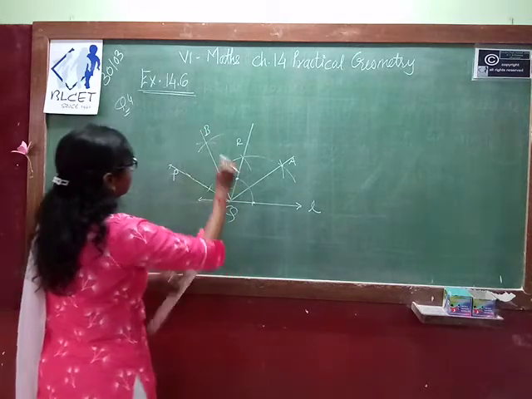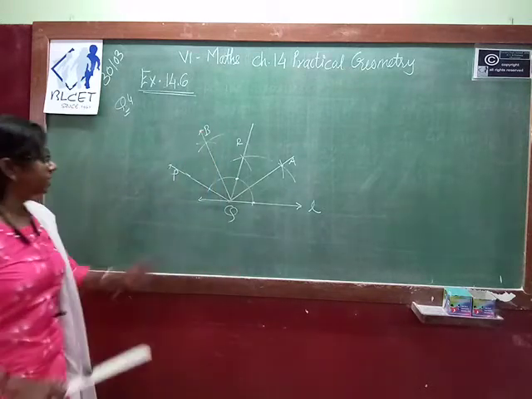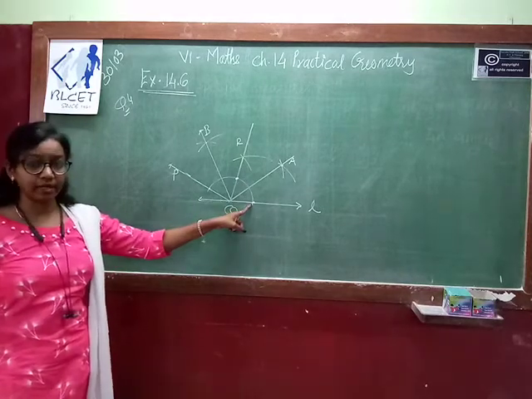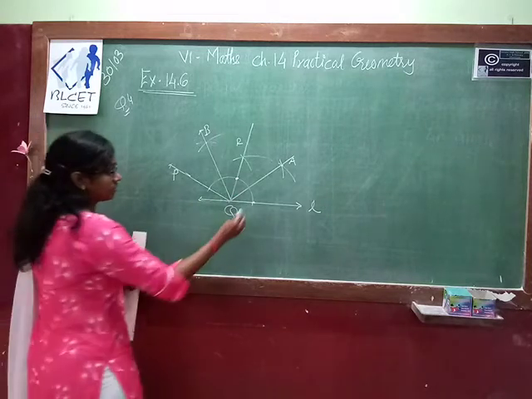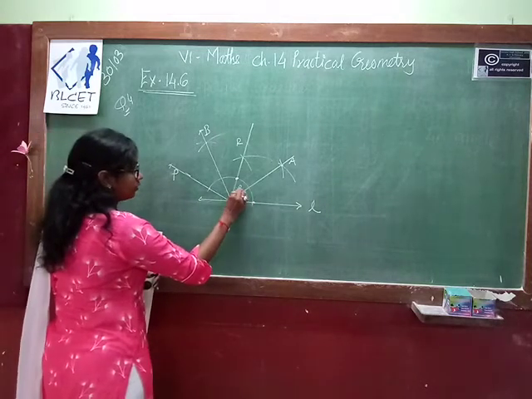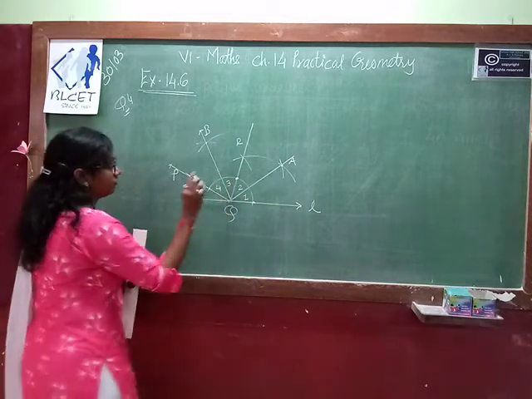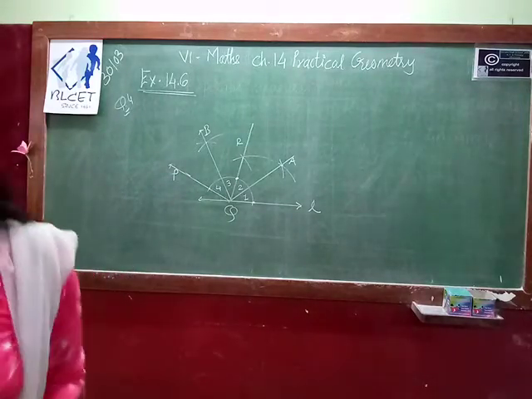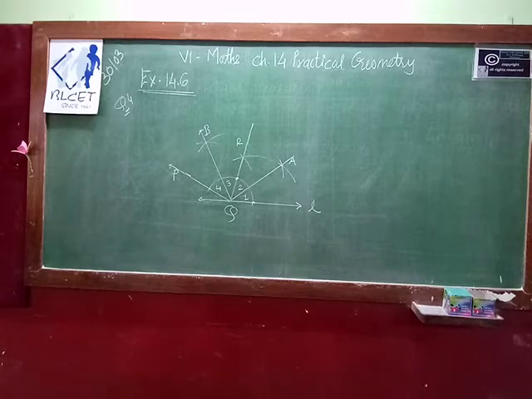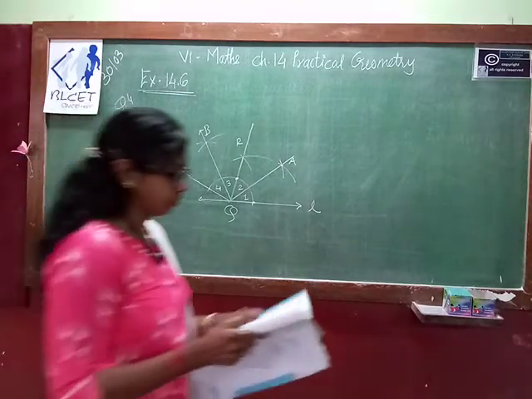So what you did ultimately? You had divided the whole 153 degree angle into 1, 2, 3 and 4 equal parts. So this way we can divide the whole angle into 4 equal parts. So this is all about your question number 4. Move on to the next question.